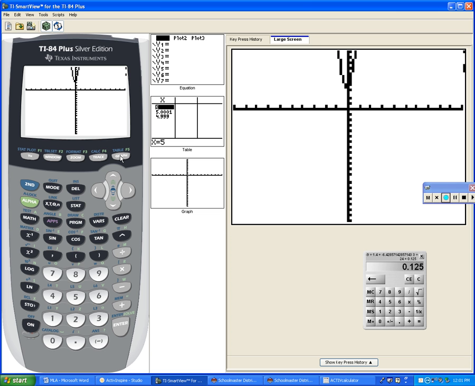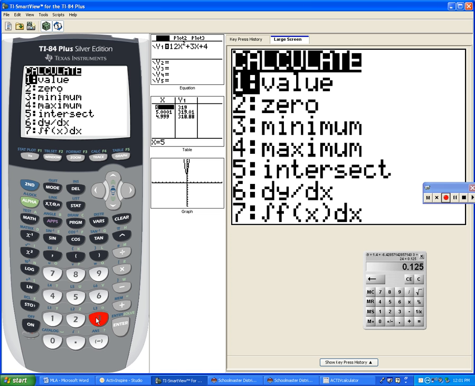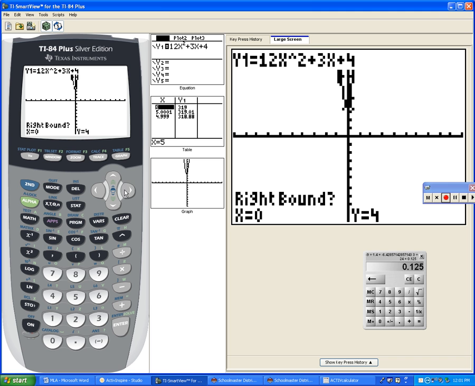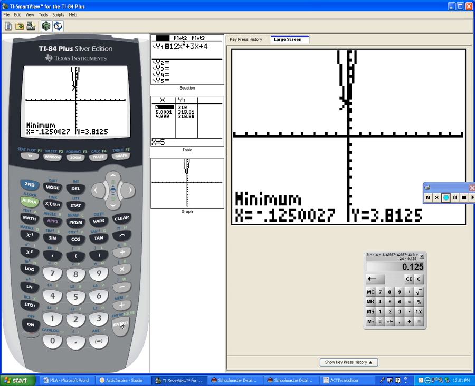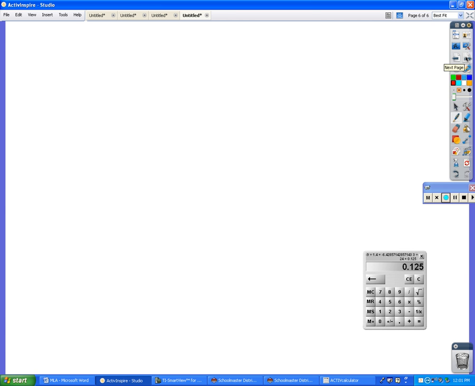Just for fun, I'm going to show you this calculator has a fancy feature on it that will find the vertex for you. What did we say? Negative 0.125? Okay. Just to show you how that goes, I'm going to find the coordinates of the vertex, and you'll see that the x-coordinate comes out to be negative 0.125. All right, so let's do one more example.